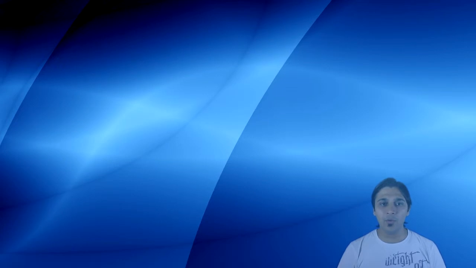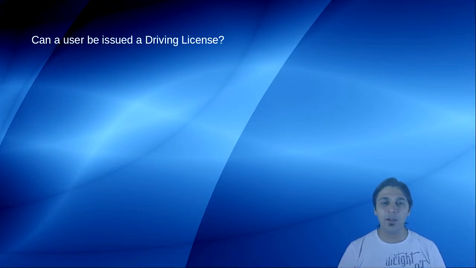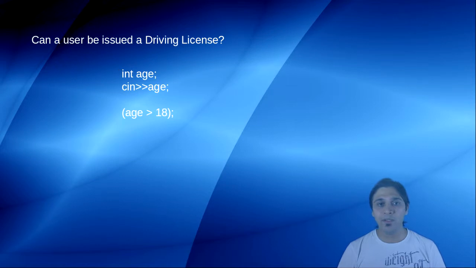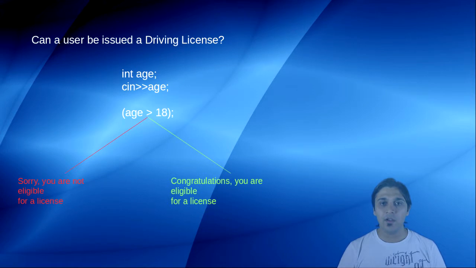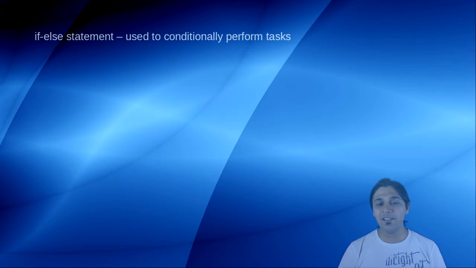Suppose we want to find out whether a user can be issued a driving license or not. We will input the age and using conditional operators we can find whether user is older than 18 years. But what if we want to print an appropriate message? If the age is less than 18, we want to print, "Sorry, you are not eligible for a license." Otherwise, "Congratulations, you are eligible for a license." These kind of programs cannot be written linearly. For this purpose, we will use if-else statement.